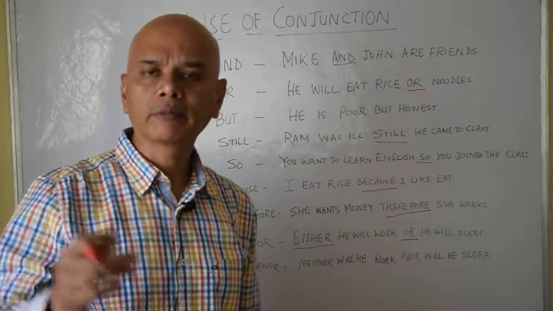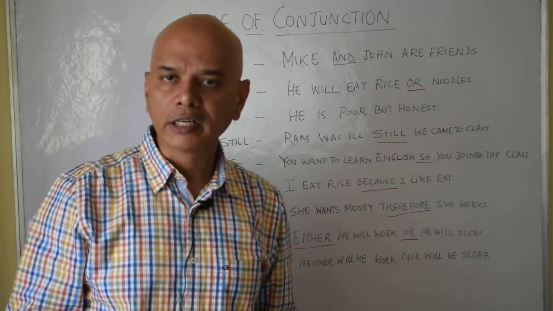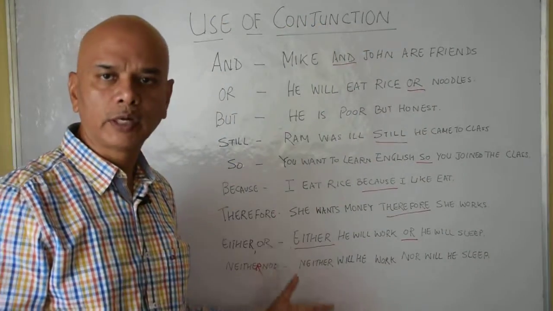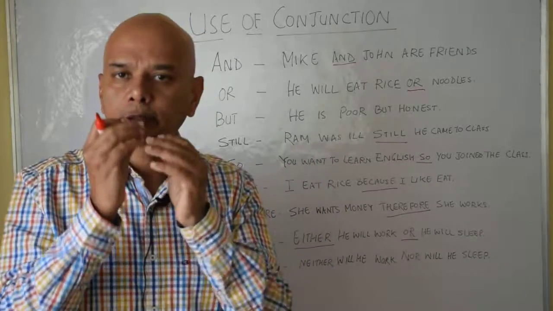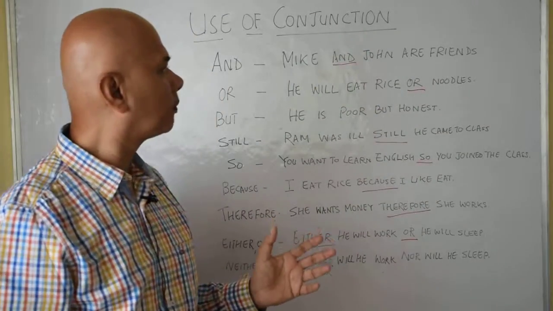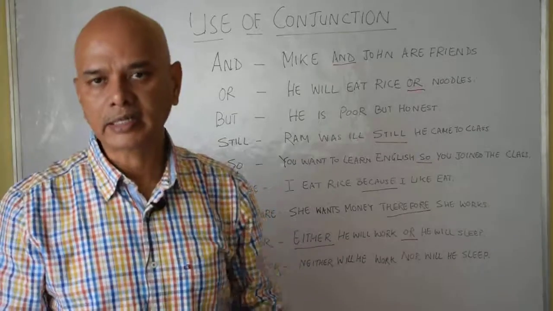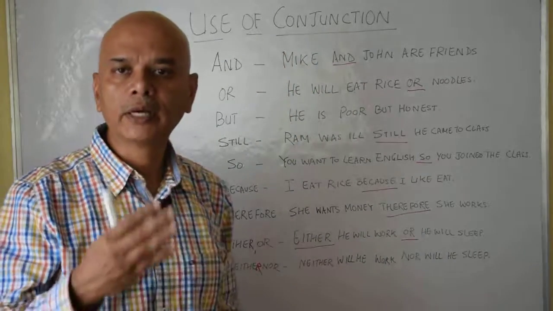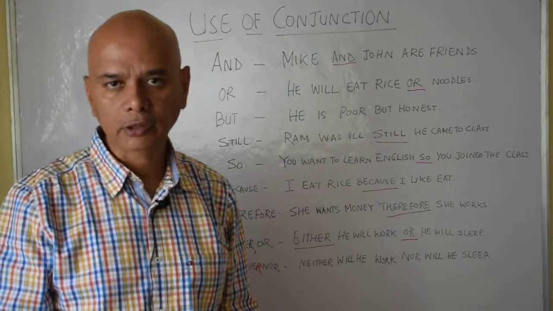There are many more words in conjunction, but these are some of the basic words which you should know to make your sentences beautiful and express completely. And then you can make questions also. Who are Mike and John? Mike and John are friends. Like this. Use all the WH words: who, what, where, when, how, and you can make questions with conjunctions also.